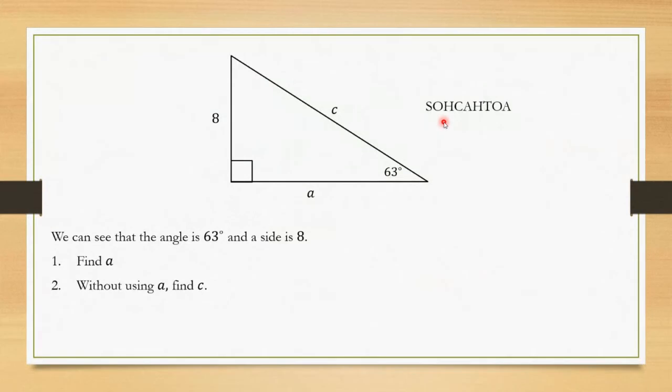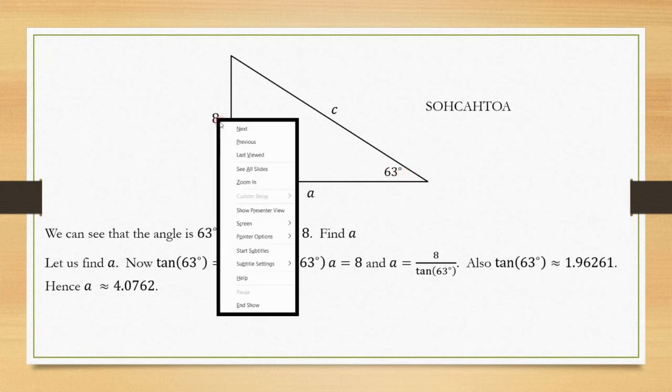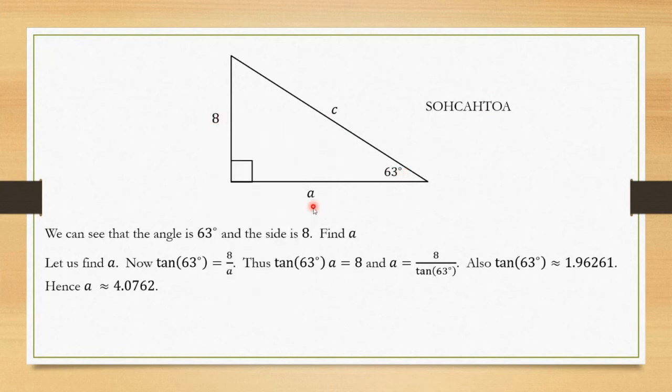So how do we do that? Again, we have the opposite. We want the adjacent. We have to figure out what trig function to use. Opposite and adjacent. It's just like the previous question, right? Opposite and adjacent, that's tangent. So we're going to use the tangent trig function. Here we have tangent of 63 degrees is opposite divided by adjacent. That's over here.